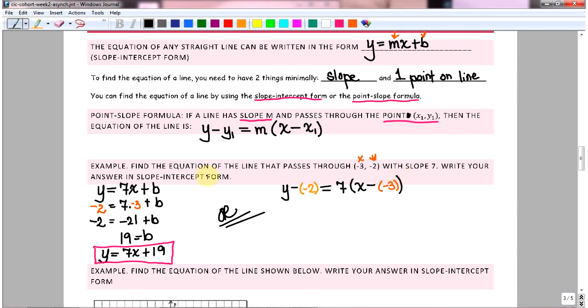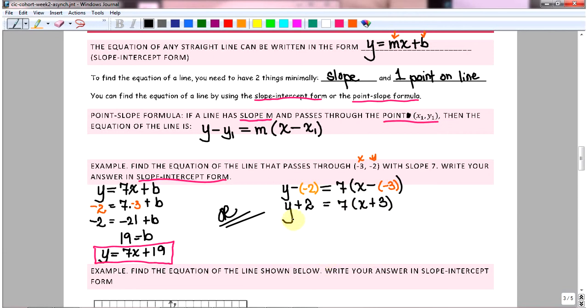And since we're told to put our answer in slope-intercept form, that means we want y by itself on one side of the equation. We need to simplify our equation. So when you subtract a negative, that's the same as adding. So y plus 2 is equal to 7 times x plus 3.